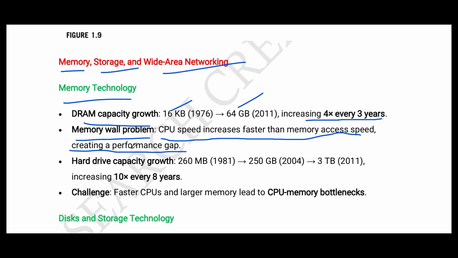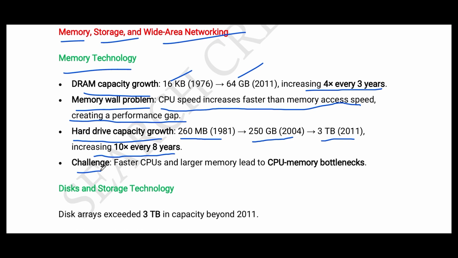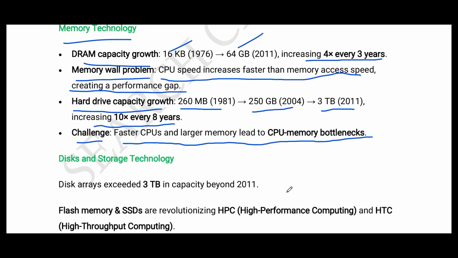In memory technology, hard drive capacity growth. Let's look at the evolution of hard drive capacity growth. In 1981, it was 260 MB, in 2004 it was 250 GB, and in 2011 it was 3 TB, increasing 10x every 8 years. The challenge is that faster GPUs and larger memory lead to CPU memory bottlenecks.